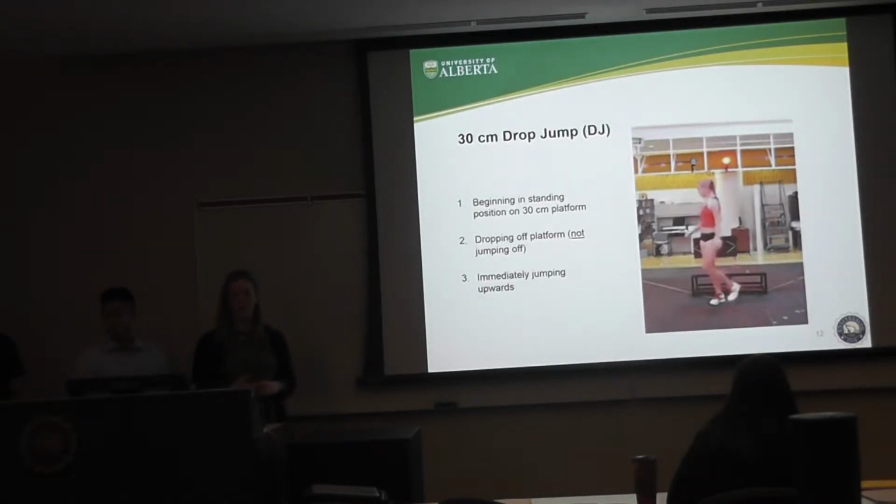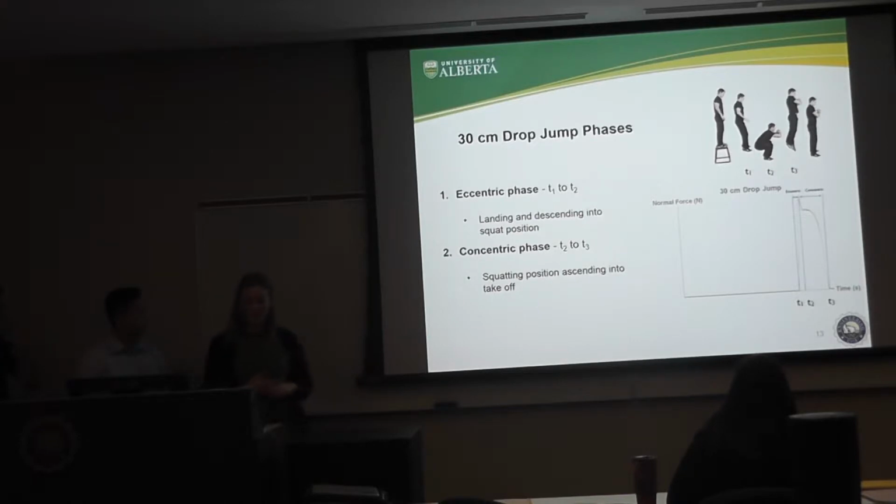The 3rd jump we had subjects do was a 30-centimeter drop jump. For this jump, they began in a standing position on a 30-centimeter platform. They dropped off the platform. They didn't jump off, simply just dropped off, and immediately jumped up afterwards. So again, similar to the counter movement jump, but this time jumping off of that raised platform.